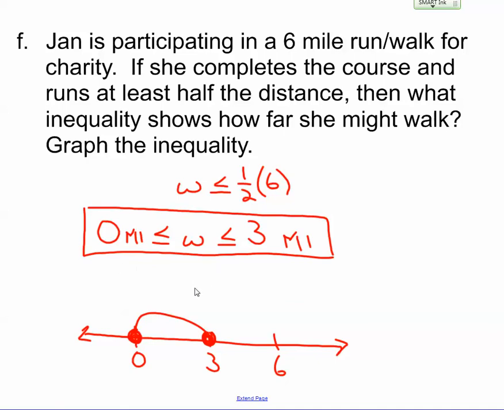So take a look at the inequality and then take a look at the graph of the inequality. See how that works. And we'll do more with inequalities over the coming days.